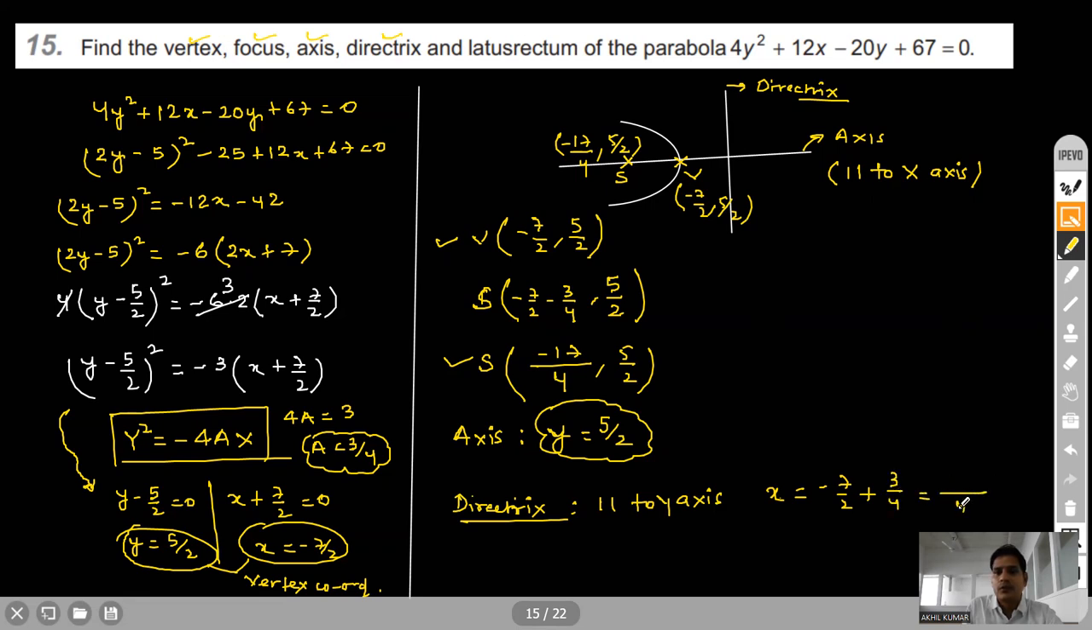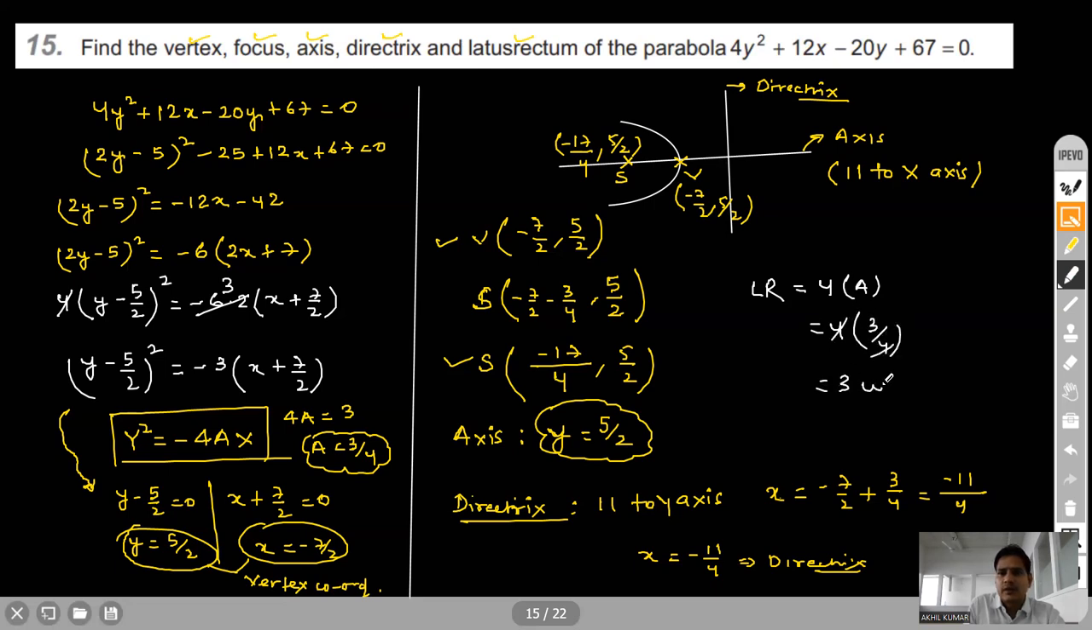So this will be basically 4 minus 14 plus 3. That is minus 11 by 4. So x is equal to minus 11 by 4 will be our directrix. So we found this directrix also. Now what? Latus rectum. The length of latus rectum is 4 times a. So that will be 4 times what is a? a is 3 by 4. So it will be equal to 3 units.